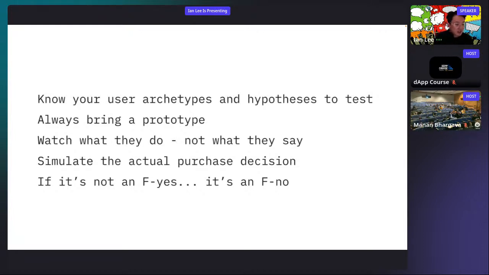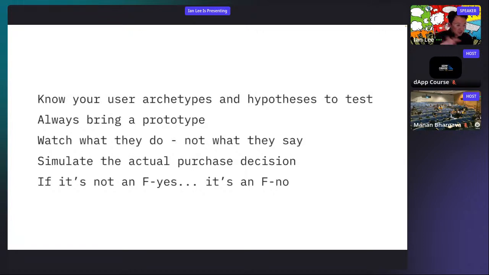Number three, watch what they do, not what they say. A lot of people, when they're trying to validate a business or startup idea, talk to people and go, hey, do you like this idea? Do you think that's cool? People are nice. They always go, yeah, that's a cool idea. That doesn't mean that it's actually a cool idea. That's why it's important to bring a prototype, so you can actually see what they do.